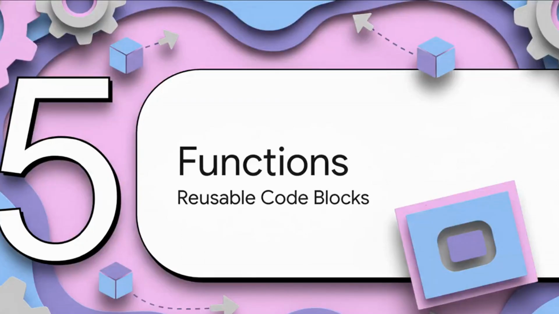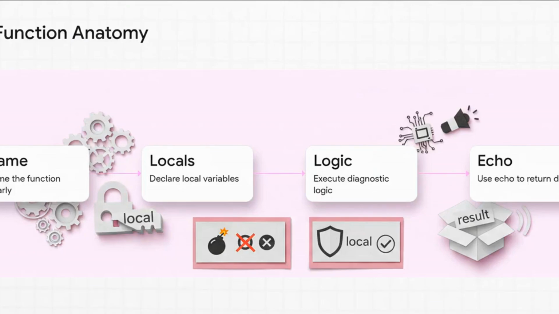Next up is Section 5, Functions. Time to build reusable code blocks. Once your script crosses, say, about 30 lines, you've got to break it down into chunks. When you build a function, you name it, run your logic, and output the result. But here is the absolute most important part.